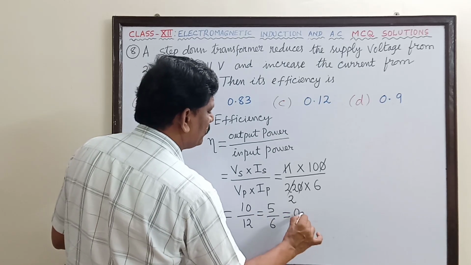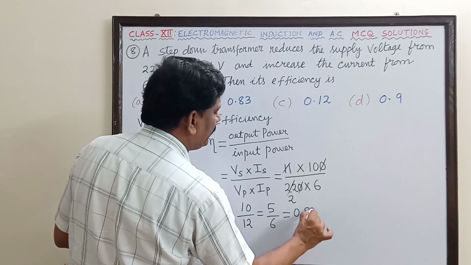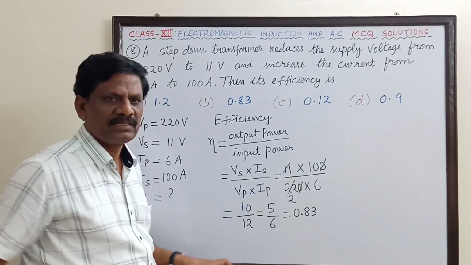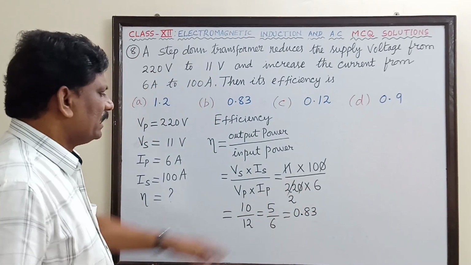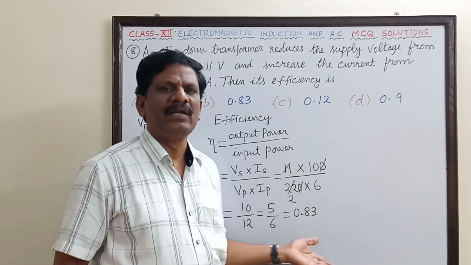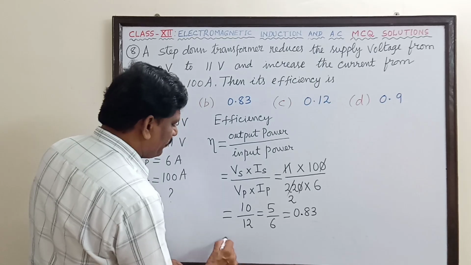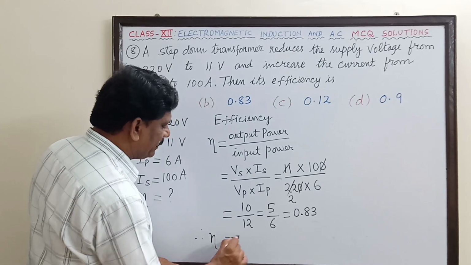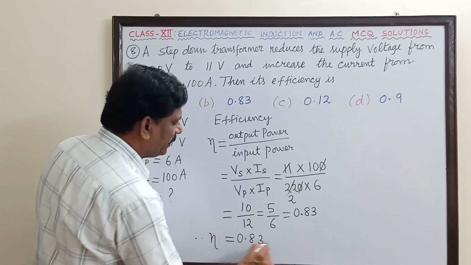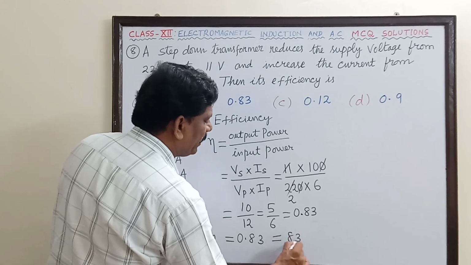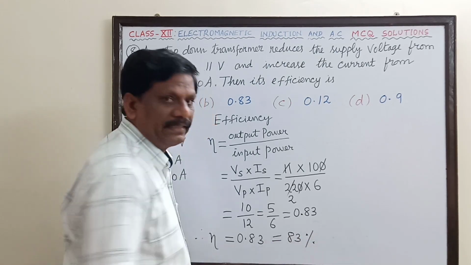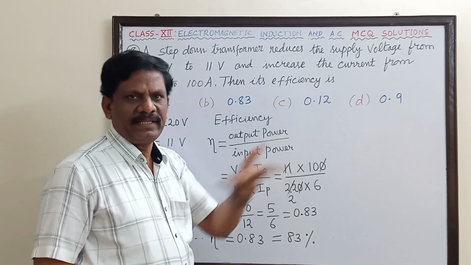So this is equal to 0.83. The 3 will be recurring, so only 2 decimal digits. In percentage, if you want, you have to multiply this by 100. It will be 83%. So I will write it in percentage also. Therefore, eta is equal to 0.83, which is once again equal to 83%.